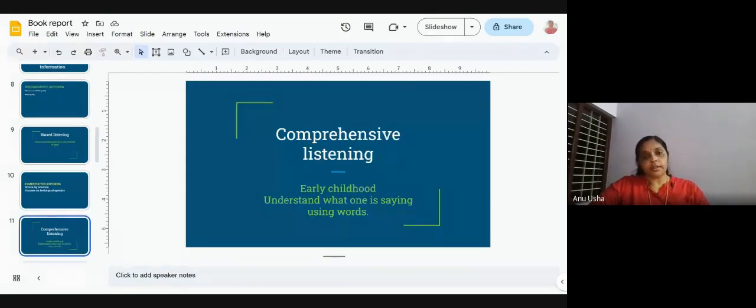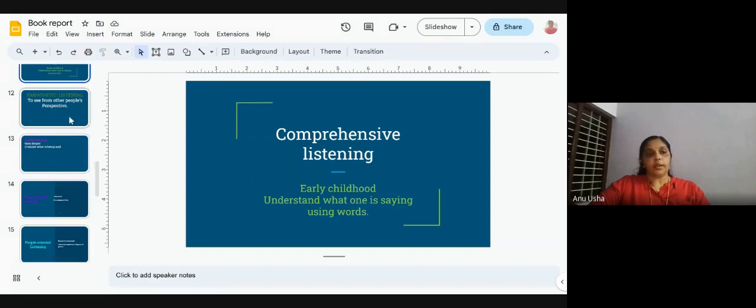The next one, comprehensive listening, which you get from your early childhood. You understand what one is saying using your words. It requires language skills, and it helps you to learn something new. And this comprehensive listening, along with discriminative listening, is used by many of us during our lifetime.